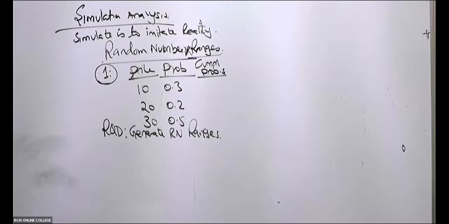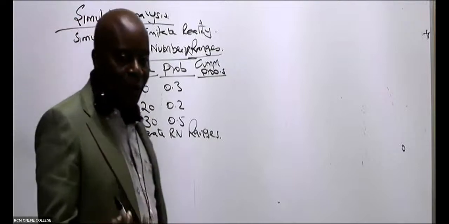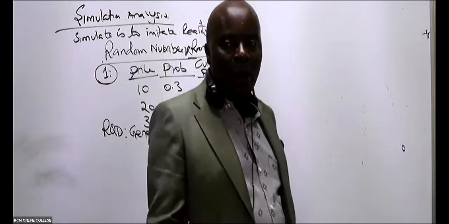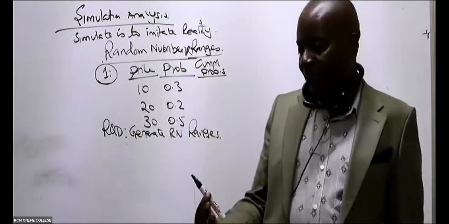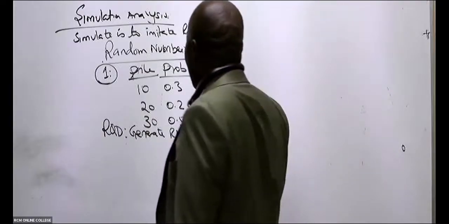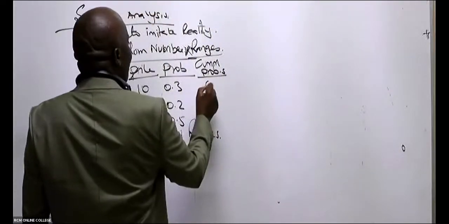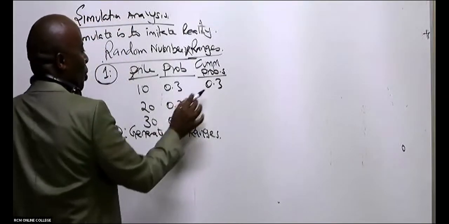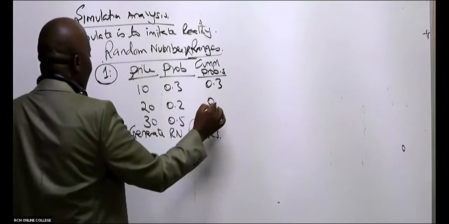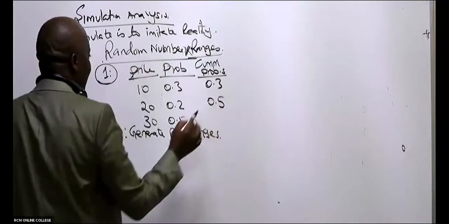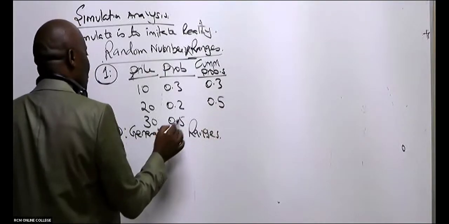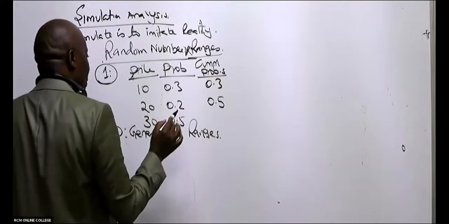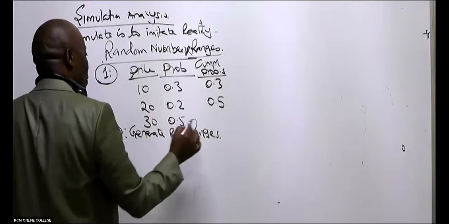So cumulative probabilities, what do we do? We add the probabilities downwards. We accumulate them downwards. We aggregate them. So in this case, look at this. This will be 0.3. So you accumulate this here. 0.3 plus 0.2 gives me 0.5, right? And then we have 0.5 plus 0.5 because I'm accumulating, right? So that will be 1.